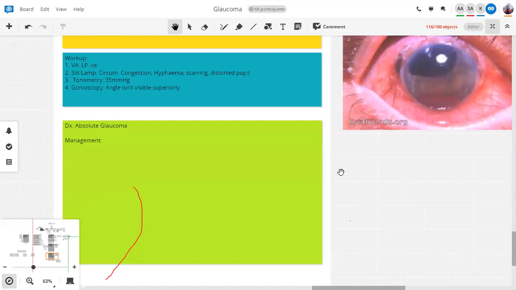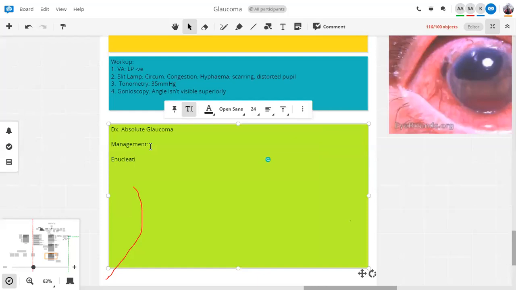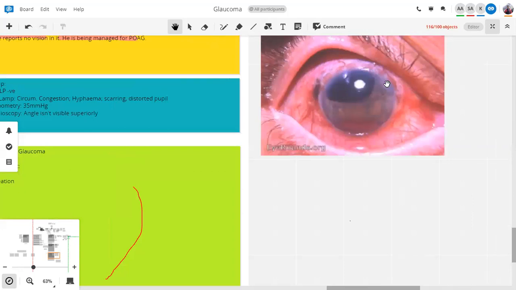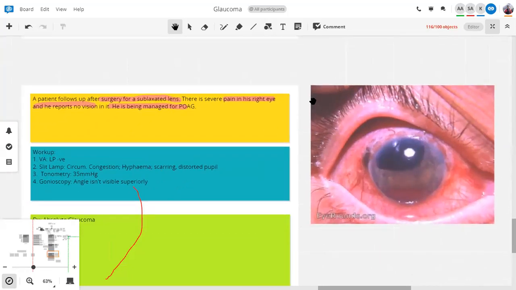Actually, the answer is we perform an enucleation. We have attended the UVI sessions. Do they know what UVI is? How did we do it in UVI? They know what an enucleation is. For those who don't know, an enucleation means that we remove the eyeball completely. We cut the optic nerve from behind and we remove the eyeball. Because this eye does not have any vision and it's painful for him.